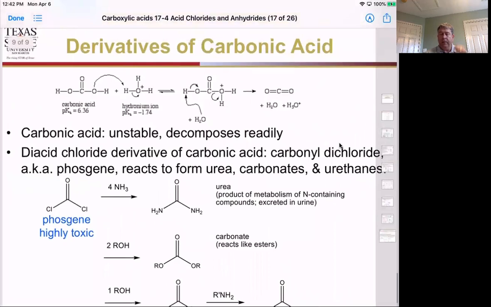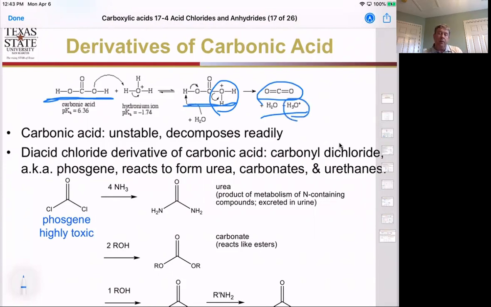Okay, so another carboxylic acid derivative here is one of carbonic acid. So carbonic acid, if we look at that, is just CO2 and water added together right here. And so if we protonate it, it will form this intermediate here, and then we have water kicking out, and we can end up with CO2 and water and some acid right here. Okay, so because this decomposes so readily, we typically don't use it in this form unless it's dissolved in water.